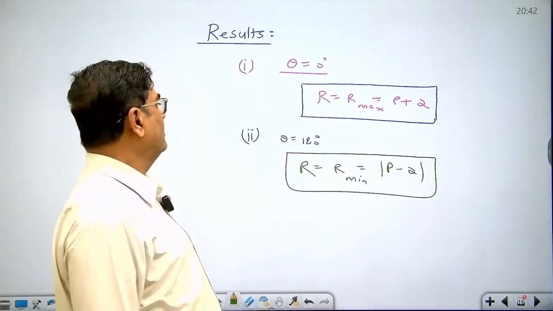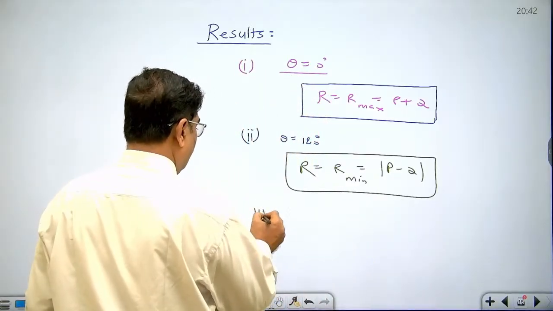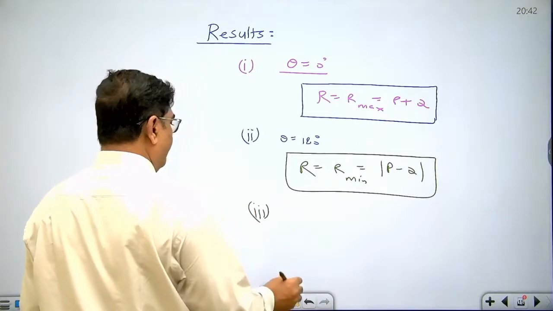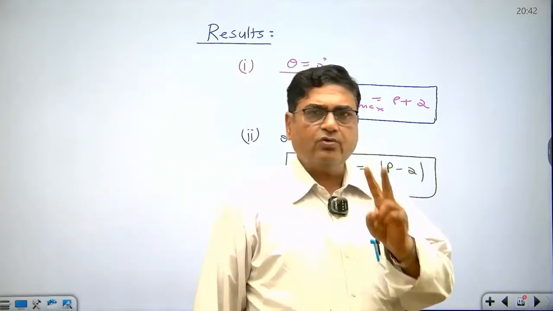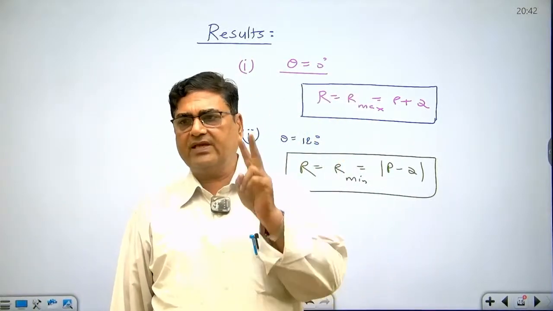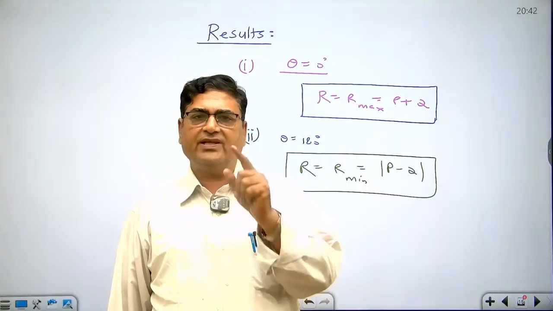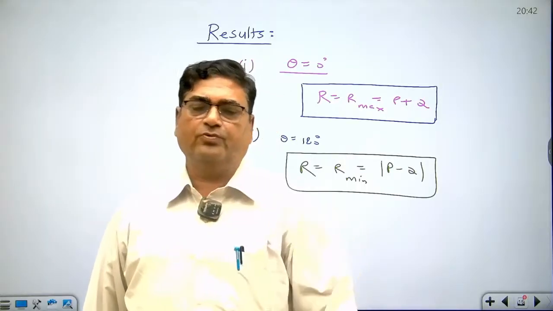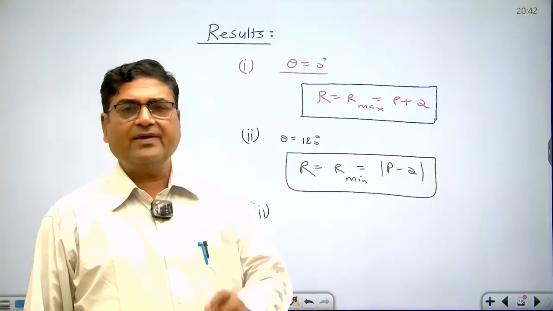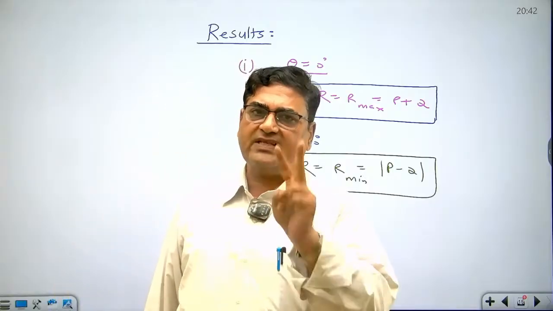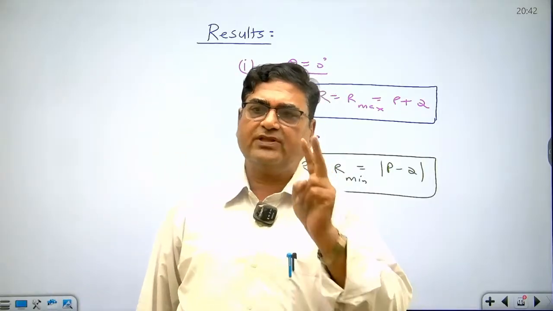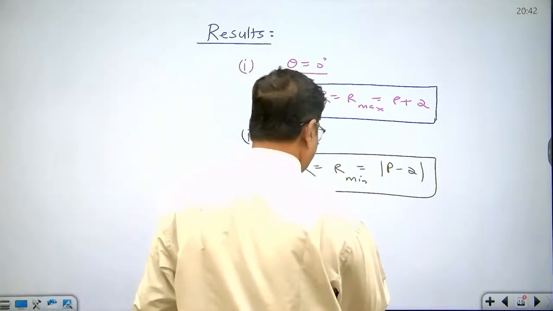Now, this third result is also a very important result when there are two vectors of the same magnitude. If there are two vectors of the same magnitude, dear student, the resultant will always pass through their angular bisector.